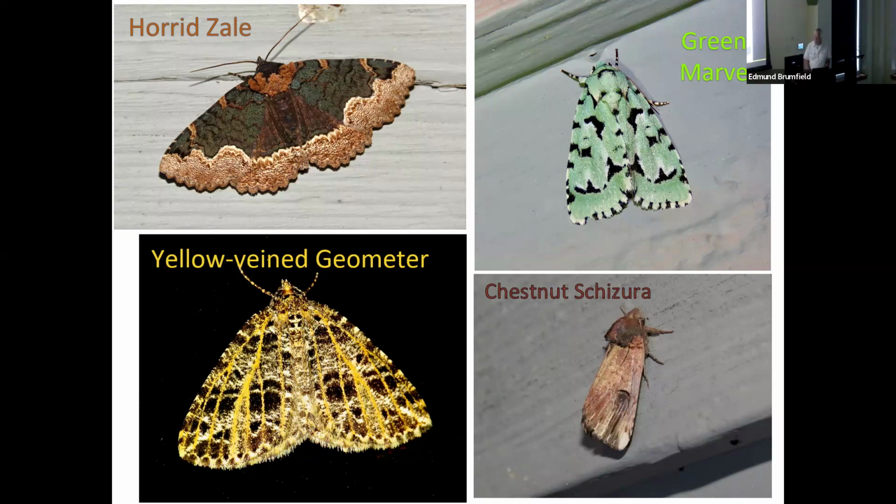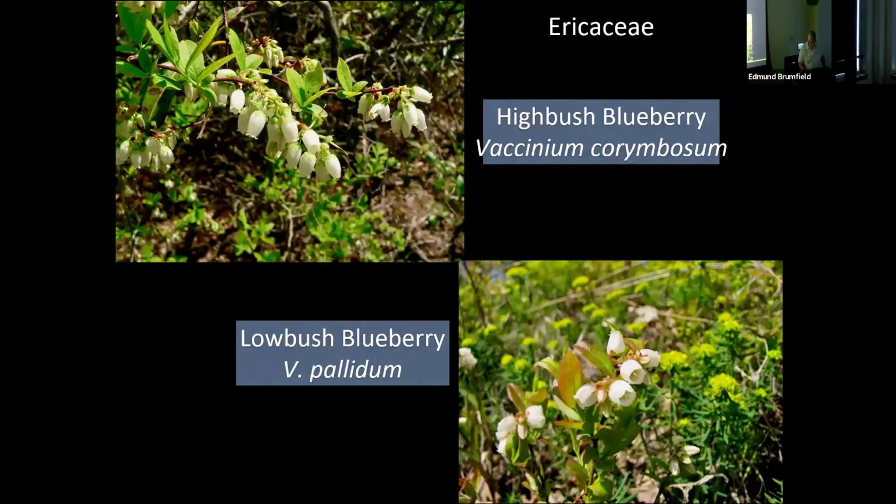And then there's the chestnut schizura, which is another one of the prominents. Cool grouping there. Speaking of blueberries, you're familiar with highbush blueberry and lowbush blueberry. Those are the common ones that we see.